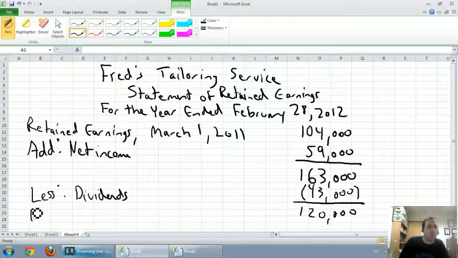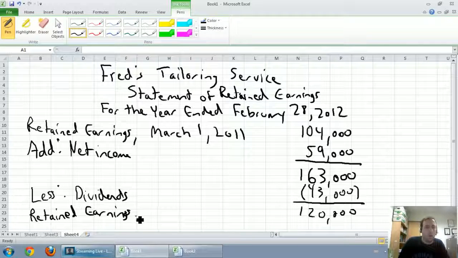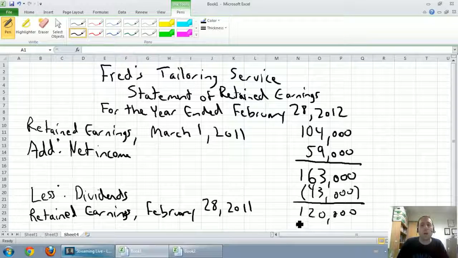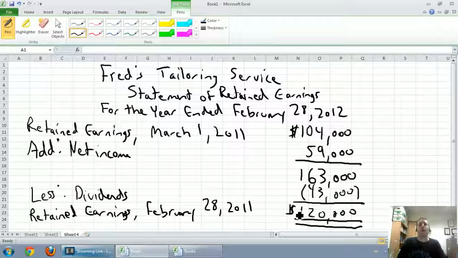This is our retained earnings at the end of the year, or our retained earnings on the fiscal year end date, which was February 28th, 2011. It's the bottom line of a financial statement. We underline it twice. And again, if you're a stickler for dollar signs, you want a dollar sign on the top and the bottom of each column. Actually, the top of each column and the bottom line of the financial statements. And there we have it.